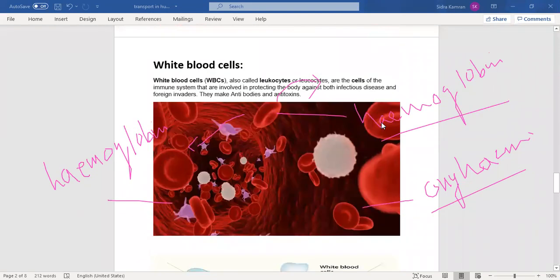Next, we have the white blood cell. White blood cells are also called leukocytes. Red blood cells are also called erythrocytes.